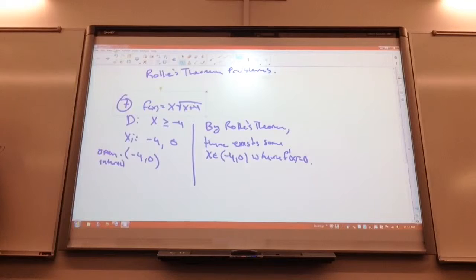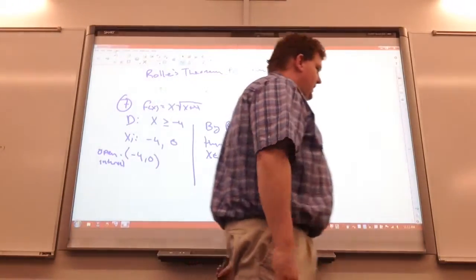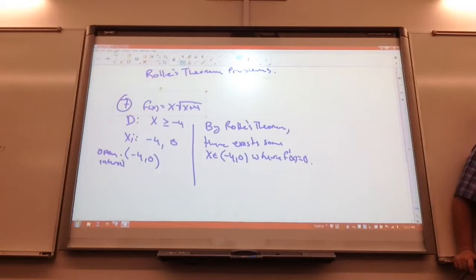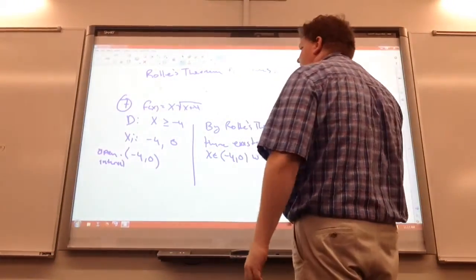Okay. Now, there's another way I could have handled this number 7. What else could I have done? It's asking for a derivative equal to 0, right? So what can I actually do? Find the derivative and set it equal to 0. There's nothing to prevent me from doing that. Let's go ahead and take a look at what that looks like.